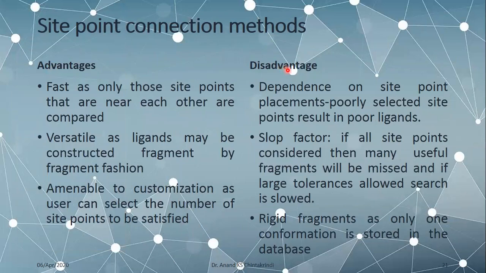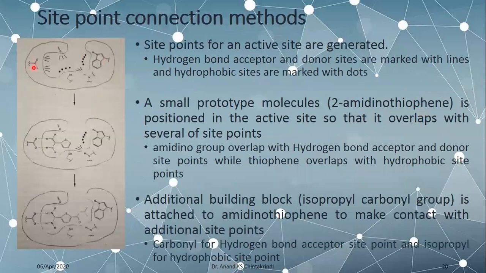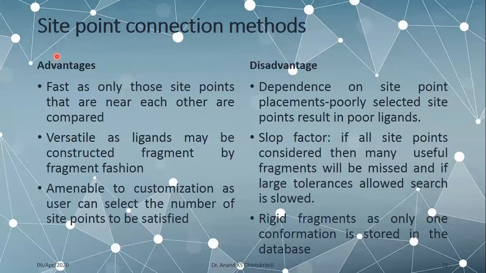Now, these methods are highly dependent on correct positioning of the site points. If you are not positioning or selecting the site points properly, it can result in poor ligands. That means if your definition of the site points is not proper, then you are bound to get a poor ligand. So suppose these site points are somewhere not near your carbonyl, or somewhere here in the space of the active site, you end up getting a poorly fitting ligand, a poorly interacting ligand.